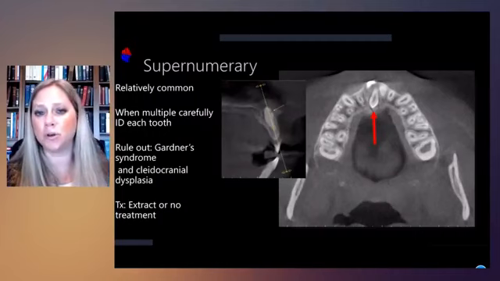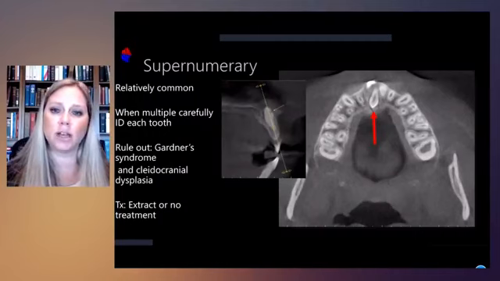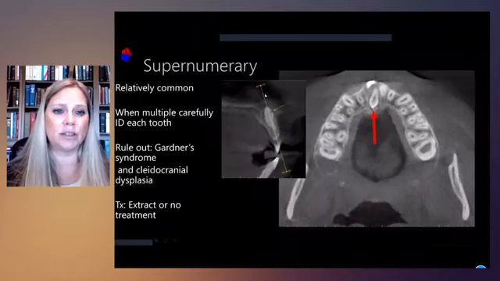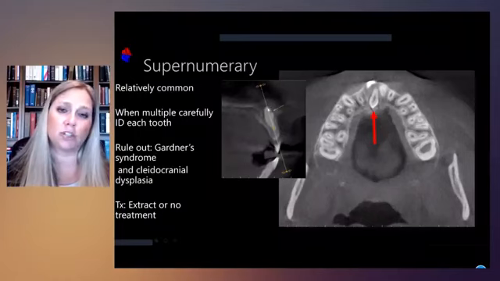We can also see supernumerary teeth. We have mesiodens. It's very, very common to see that. And they tend to like to swim upstream.